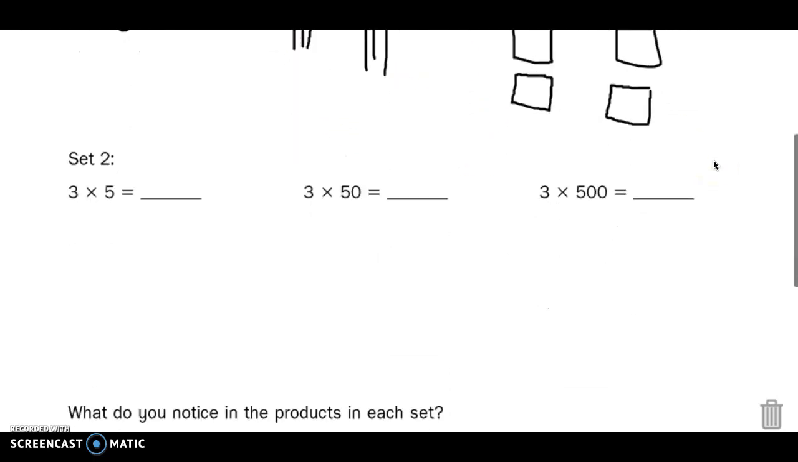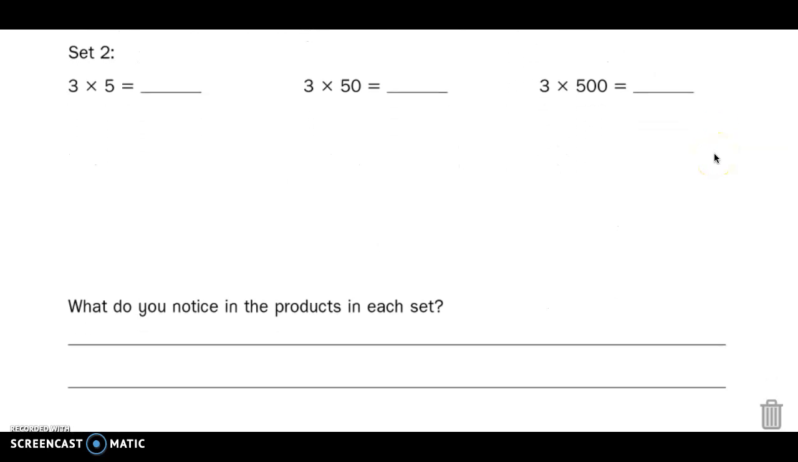Okay, let's see what we notice about set 2. Here's our base fact, 3 times 5. Well, I'm going to count by 5 3 times. That's just what we're going to do. And I'm going to make more circles just so we can go along with it. 3, 4, 5. But I can't stop there because I need 3 rows of it. So 1, 2, 3, 4, 5.